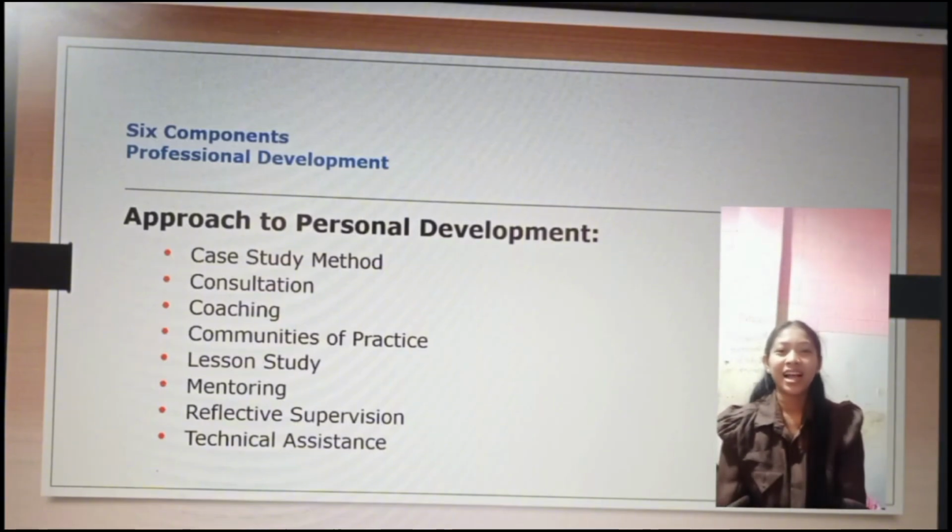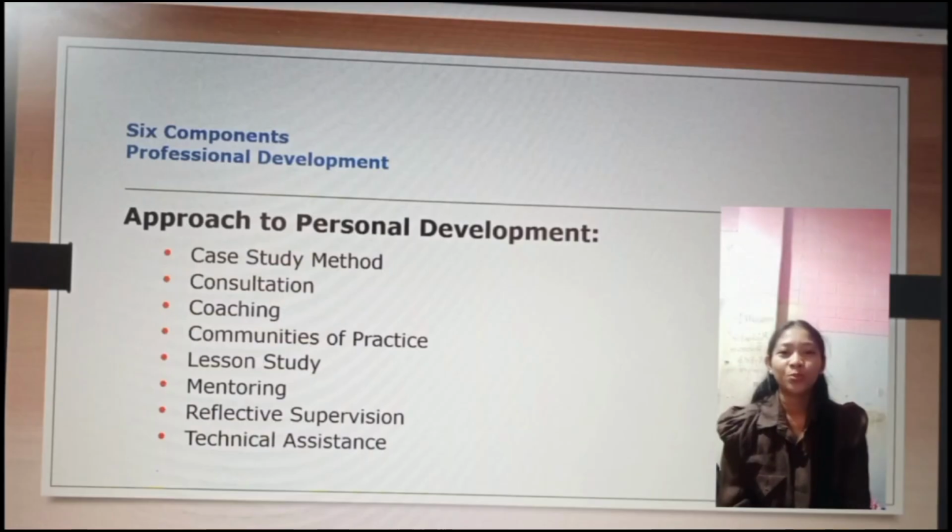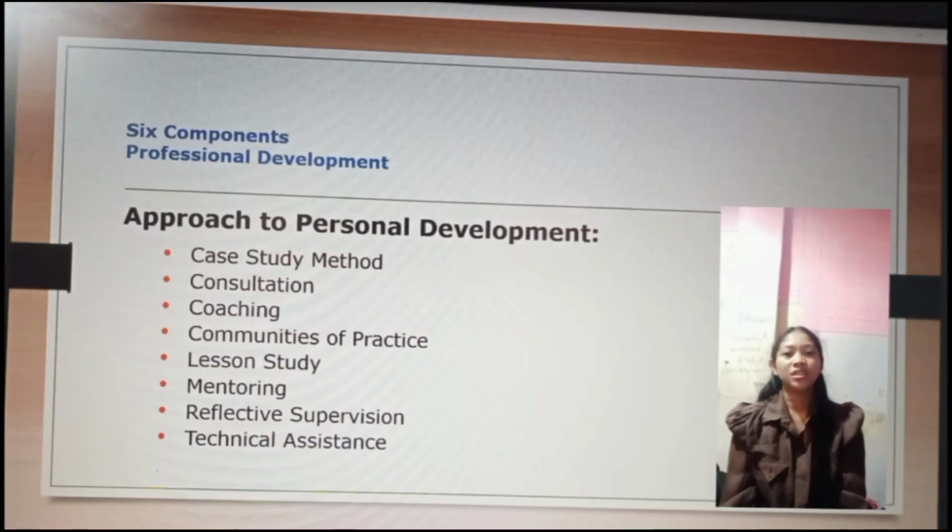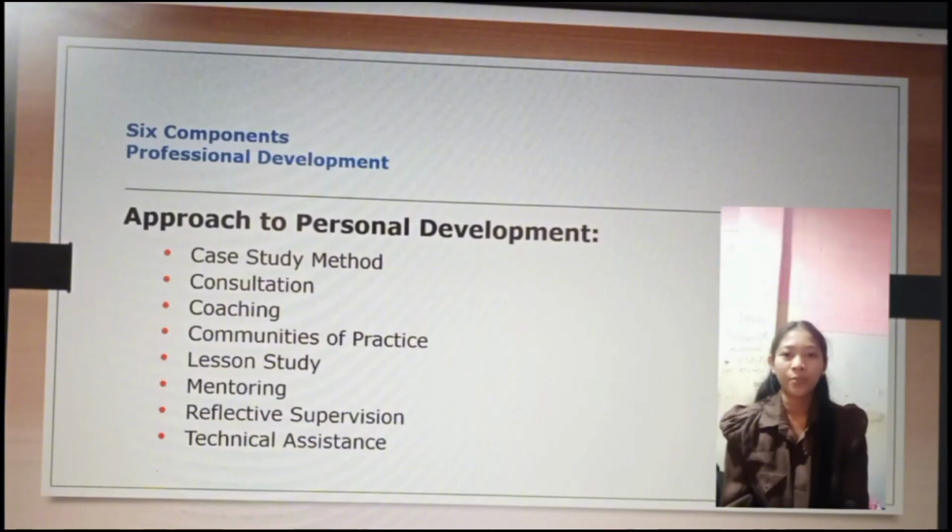Next, technical assistance, receiving support and training to develop specific skills or knowledge needed to perform a task or job effectively. Example, a small business owner receiving technical assistance from a government agency to set up an e-commerce website and market their products online.